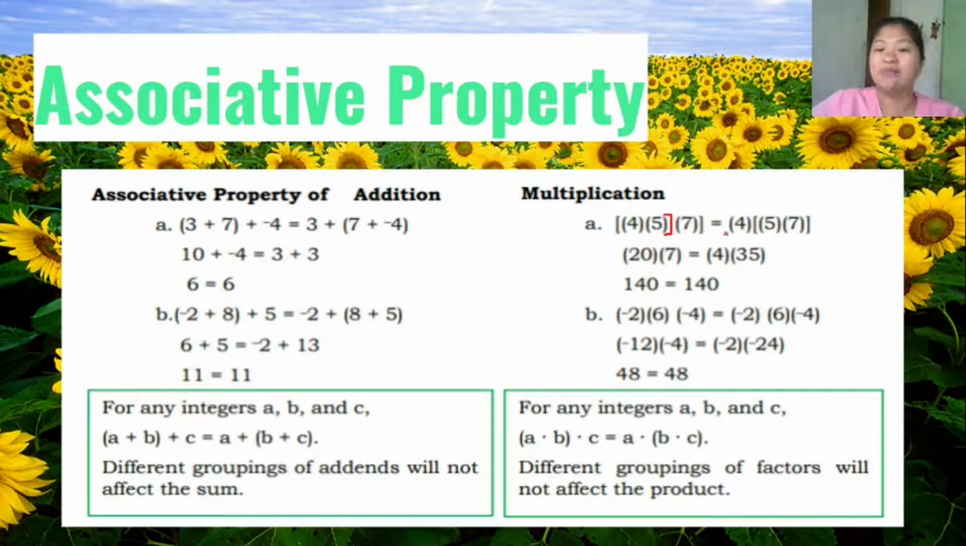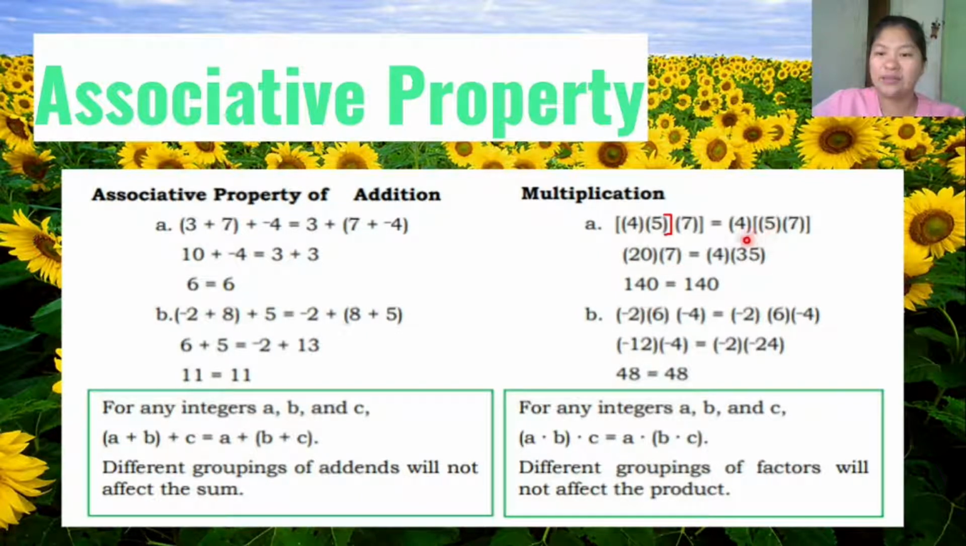In the other side po, ito po yung braces natin. Ang magkagrupo muna ay si 5 and 7. Saka i-multiply kay 4. So let us check po kung parehas pa rin po yung sagot na lalabas. So in here po, 4 times 5 is 20. And then we just copy 7. And 20 times 7 is 140.